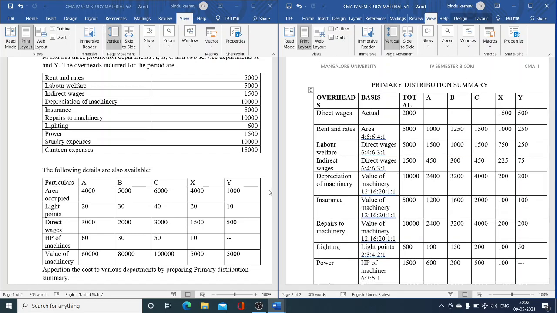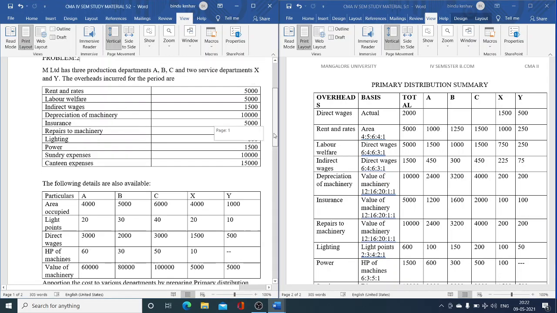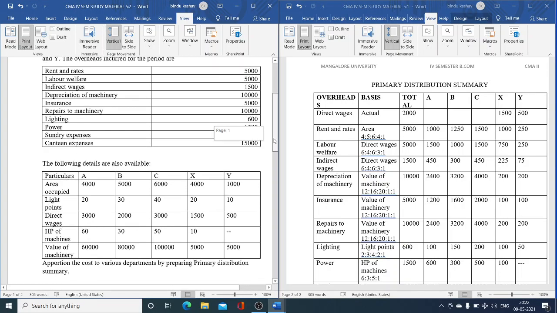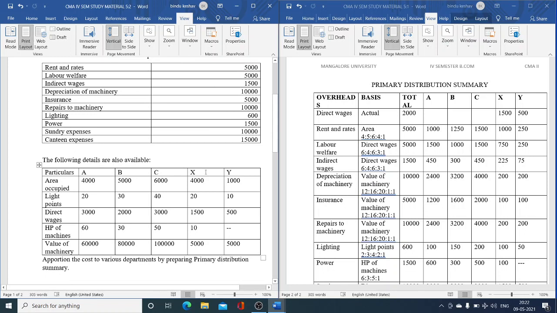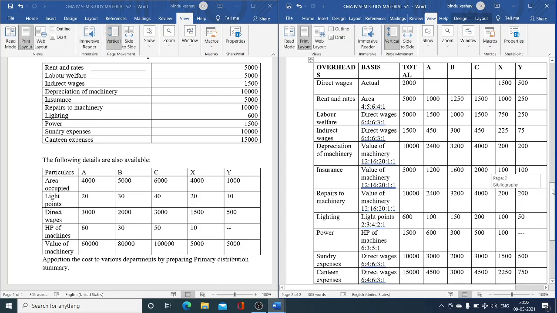So first step is we find out the basis of apportionment, and then we find out the ratio of apportionment, and if direct wages or direct materials are there, we actually allocate it to the service departments, because they do not have any direct items. Even though it's direct, it is overheads for indirect items for the service department. Then based on the basis of apportionment, all the overheads will be apportioned. So this is how a primary distribution summary has to be prepared.